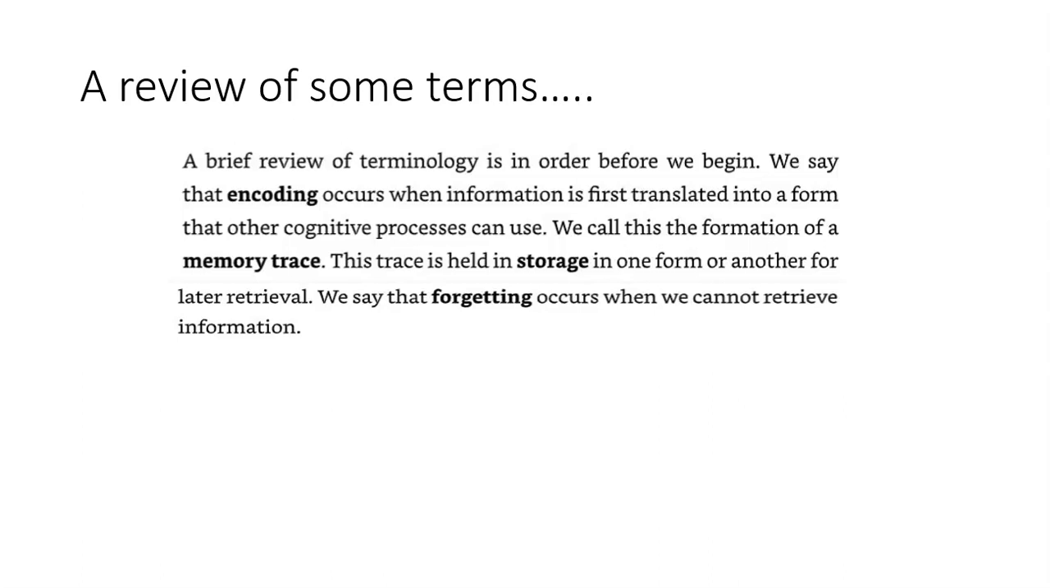We'll call the formation of a memory trace storage. This trace is held in storage in one form or another for later retrieval. And we'll say that forgetting occurs when we can't retrieve that information. Why does forgetting occur? Is it just the mere passage of time, or is it some interference?